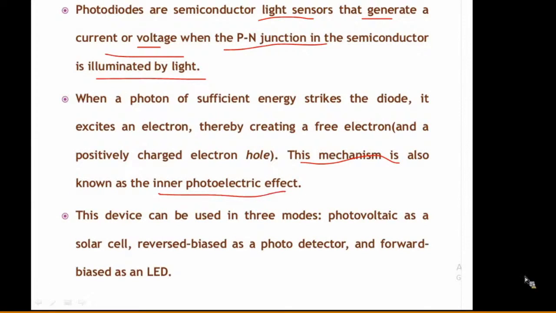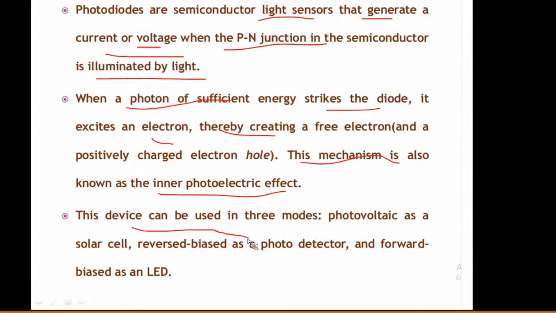I think you people have already heard of the photoelectric effect. Now the same thing here also. What is meant here by the inner photoelectric effect? When a photon of sufficient energy strikes the diode, it excites an electron, thereby creating a free electron, which is the same for the holes also. This mechanism is called the inner photoelectric effect.